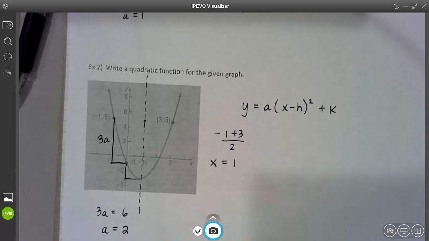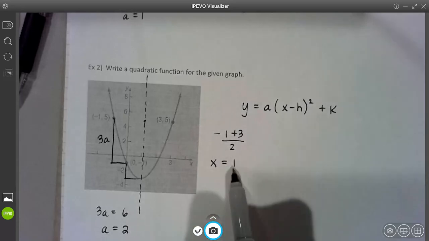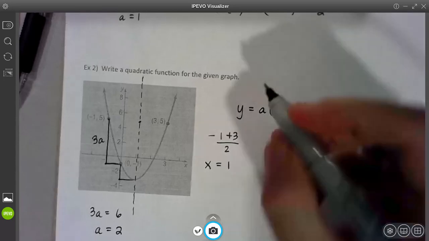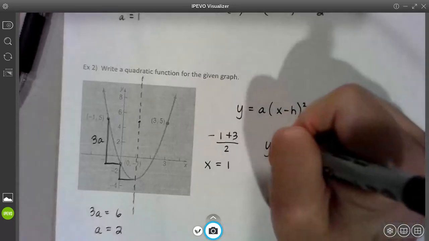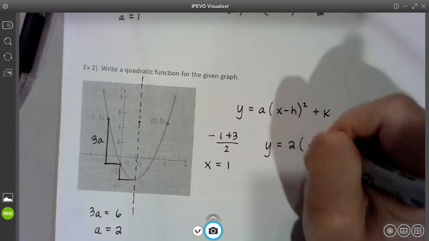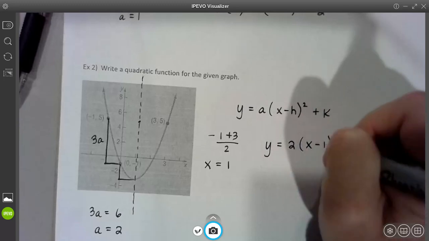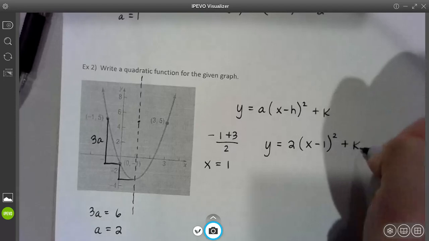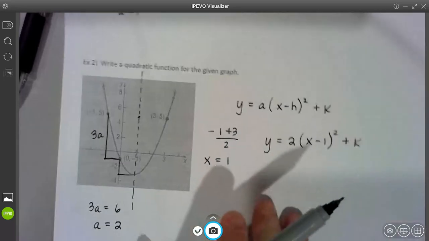So now if you know a is 2, let's start plugging in. We know the x coordinate is 1, so that'll go in for h. We know a is 2. Let's start plugging that information in. So y equals 2 times (x minus 1) squared plus k. We still don't know the y coordinate of our vertex just because we can't assume.